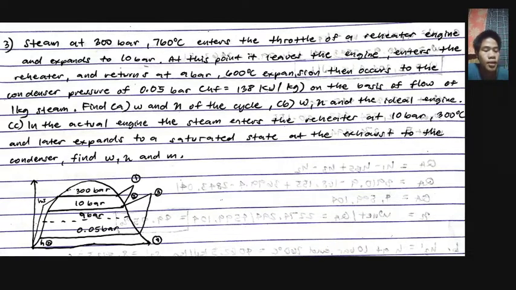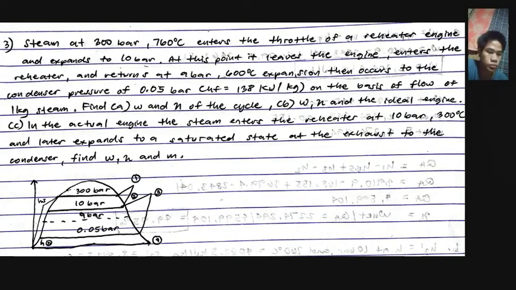CHF equals 138 kilojoules per kilogram. On the basis of flow of 1 kilogram steam, find A, WN of the cycle, B, WN in the ideal engine, and C, in the actual engine the steam enters the reheater at 10 bar, 300 degrees Celsius and later expands to a saturated state at exhaust to the condenser. Find WN and M.